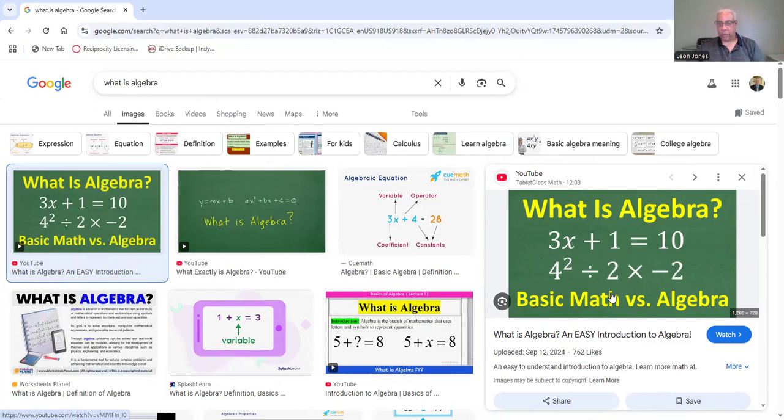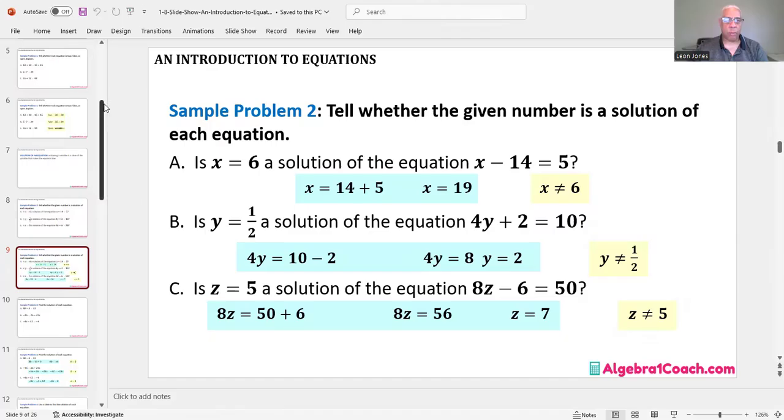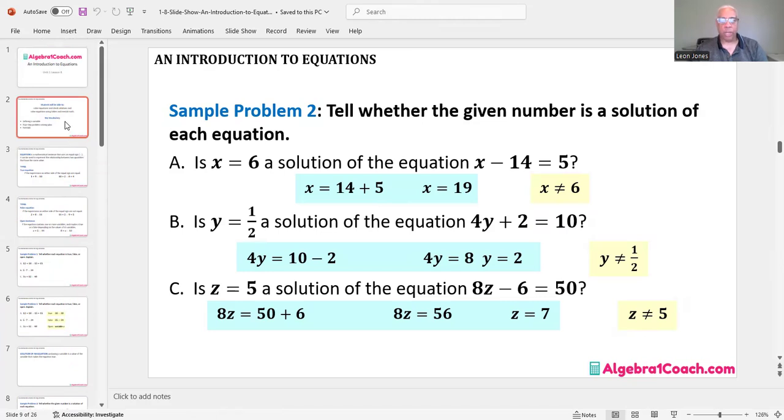Now, you can do the same thing with this problem: 4 squared divided by 2x minus 2. This is another one. You deal with a lot of variables in algebra, a lot of variables. So I'm going to put on this PowerPoint, and we're going to talk about algebra equations, because I'm going to introduce you to some equations.